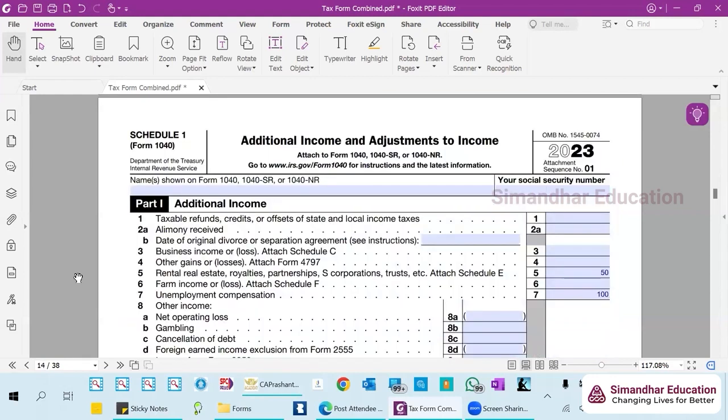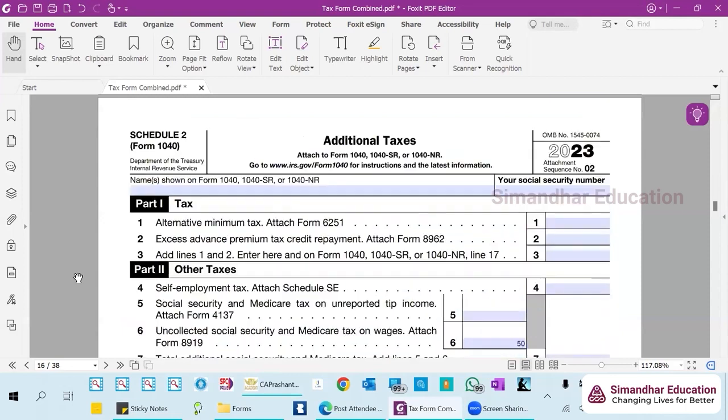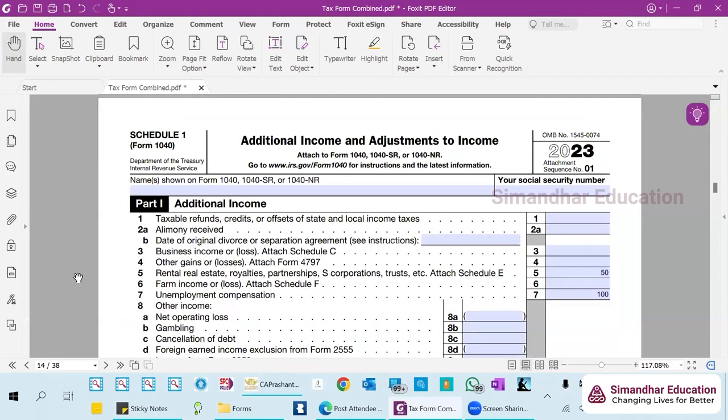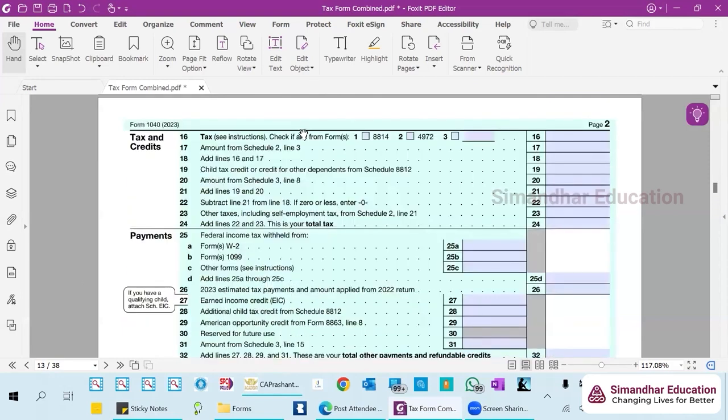So now schedule 2. Schedule 2 is all about taxes. Anything related to taxes, where would I see it? You know it, right? Page 2.